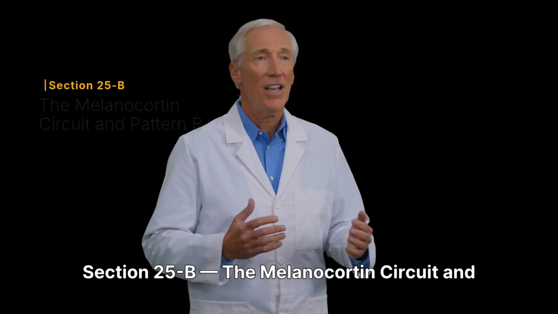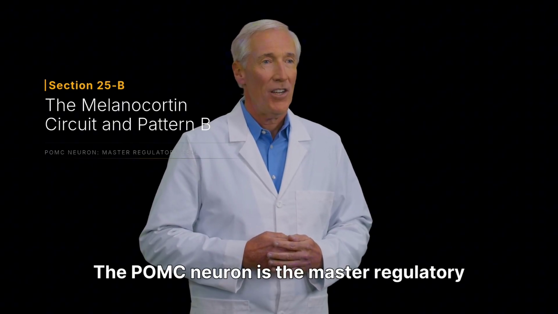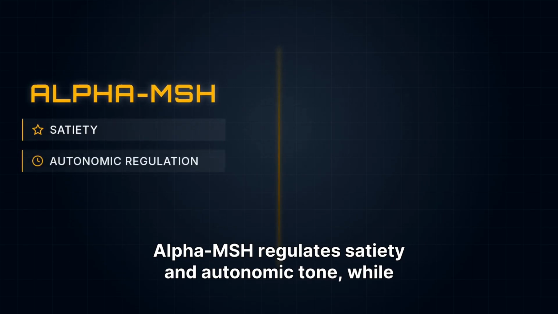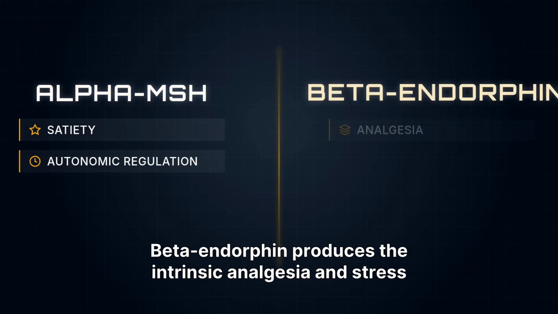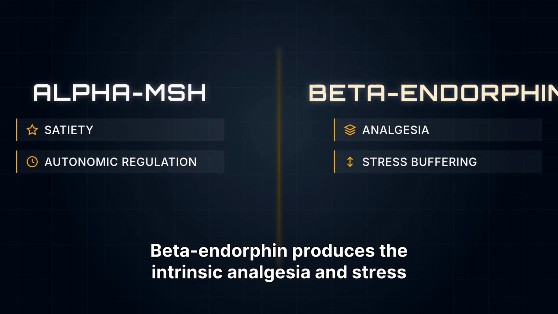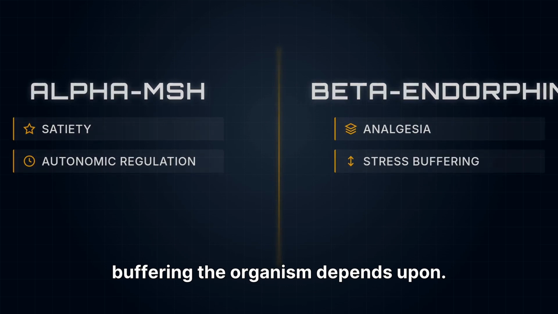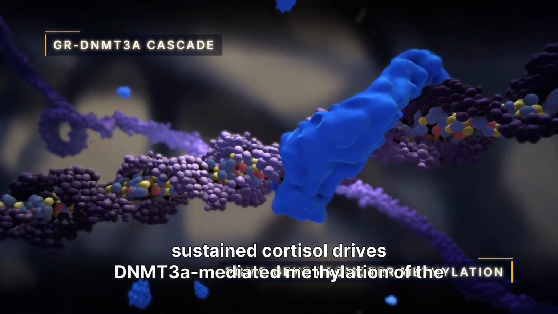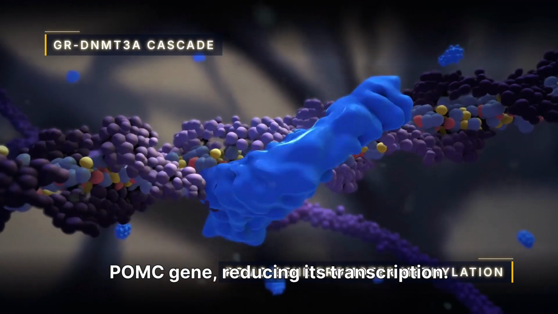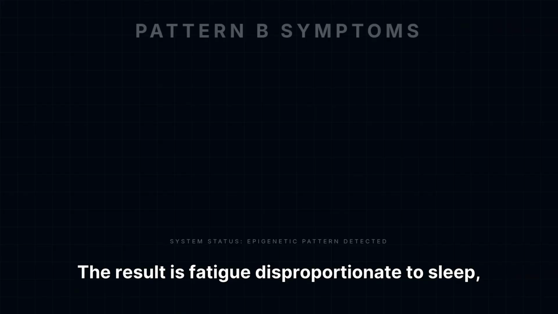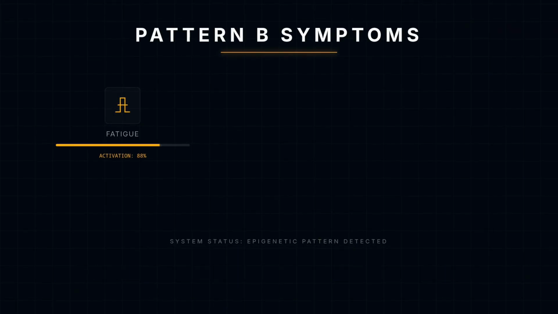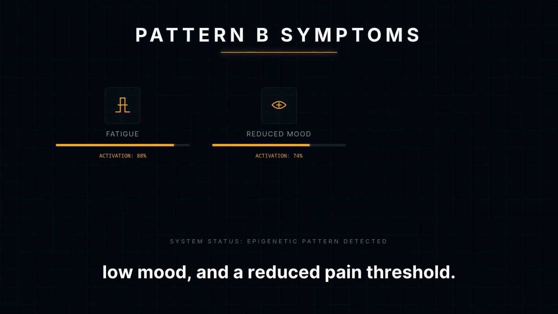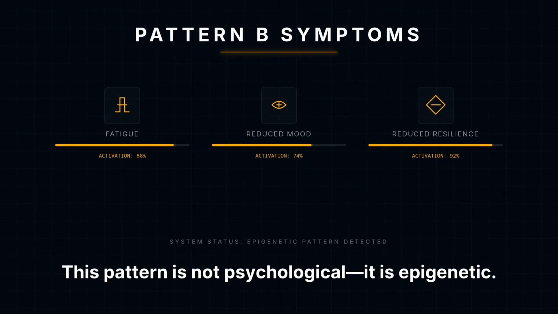Section 25B, the melanocortin circuit and pattern B. The POMC neuron is the master regulatory cell of the melanocortin system. Alpha-MSH regulates satiety and autonomic tone, while beta-endorphin produces the intrinsic analgesia and stress buffering the organism depends upon. Pattern B is a clinical state where sustained cortisol drives DNMT3A-mediated methylation of the POMC gene, reducing its transcription. The result is fatigue disproportionate to sleep, low mood, and a reduced pain threshold. This pattern is not psychological, it is epigenetic.